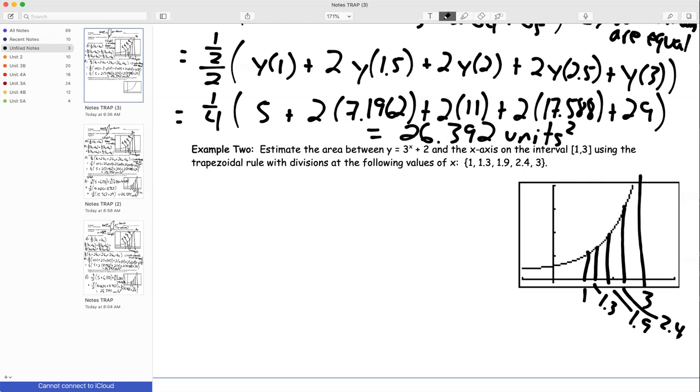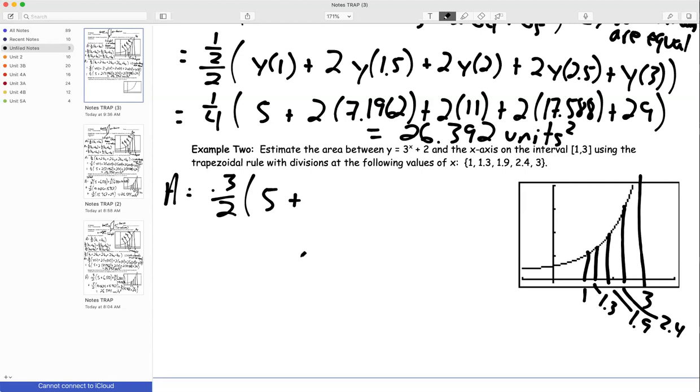So this time my heights are unequal. And so I'm going to have to calculate each trapezoid separately. So the first height, it goes from 1 to 1.3. So my height is going to be 0.3. And don't forget to divide by 2. And then my bases, I need base 1 and base 2. So base 1 is going to be 5, right, if I plug 1 in. But now I need to plug in 1.3.